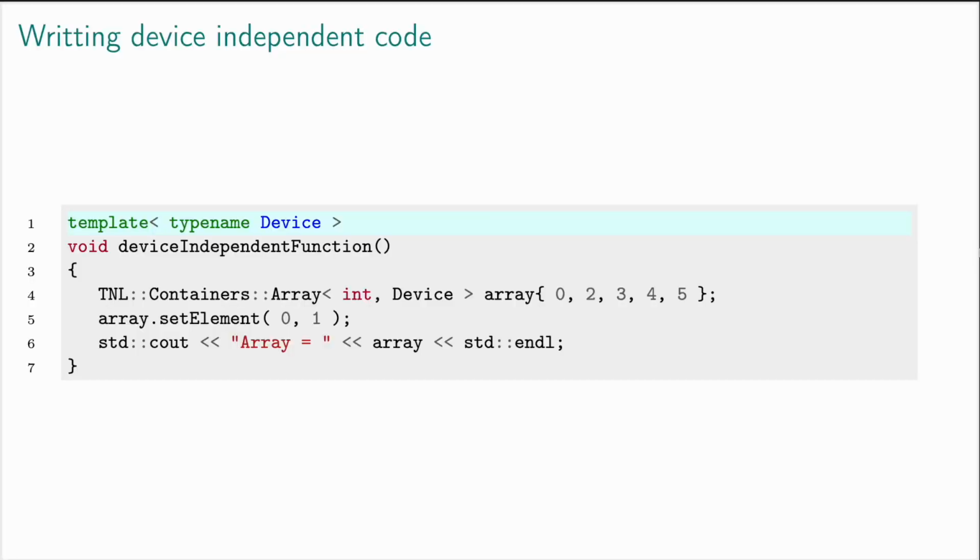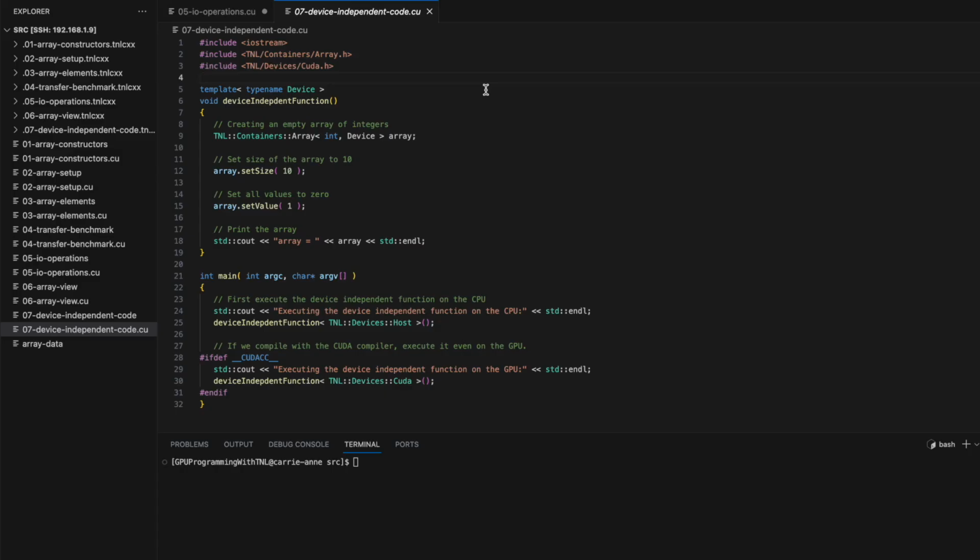The last thing to discuss today is writing of device-independent code. In TNL, it is the template parameter device which says where the data structures are supposed to be allocated and algorithms executed. Thus, we can easily write code that could be executed on both the CPU and the GPU. All we need to do is to keep the template parameter device even in our code, as demonstrated in the last example.